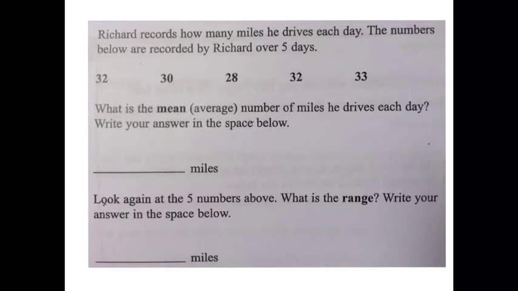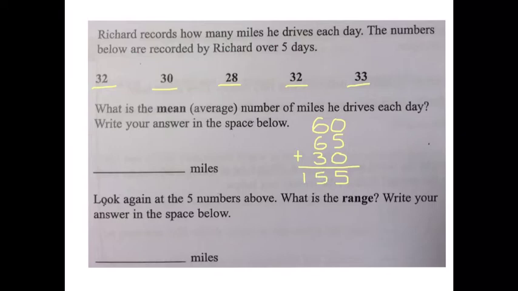So remember, to work out the mean, our first step is to add all of the 5 numbers. We can add 28 and 32, which brings me up to 60. 33 and 32 brings me up to 65. And then add on the last 30. 0, 5 and 0 is 5, 6, 6 and 3 is 15.